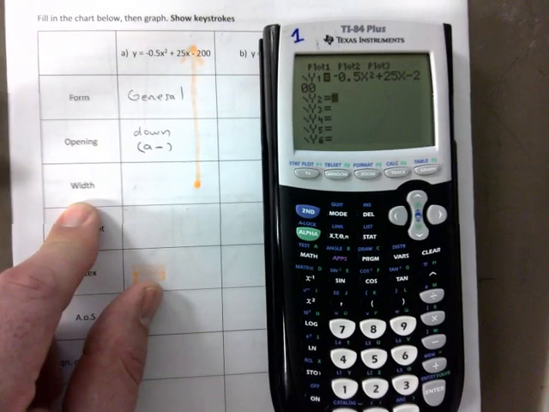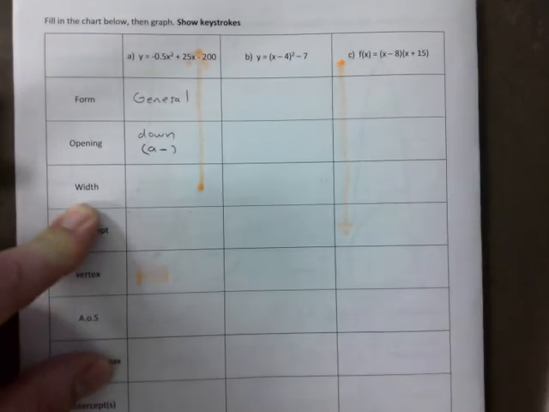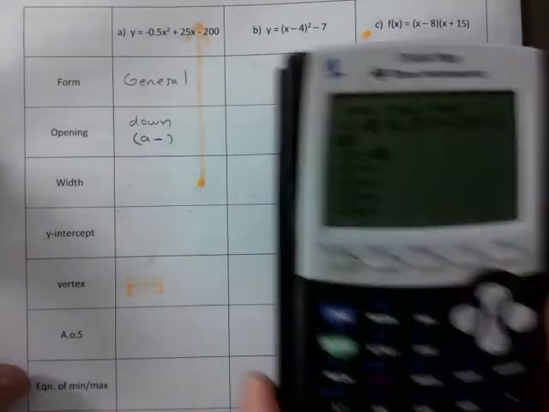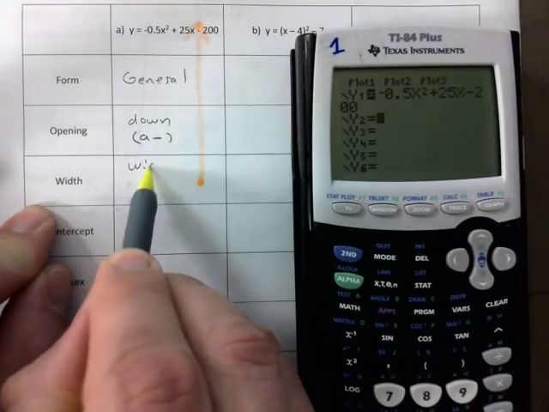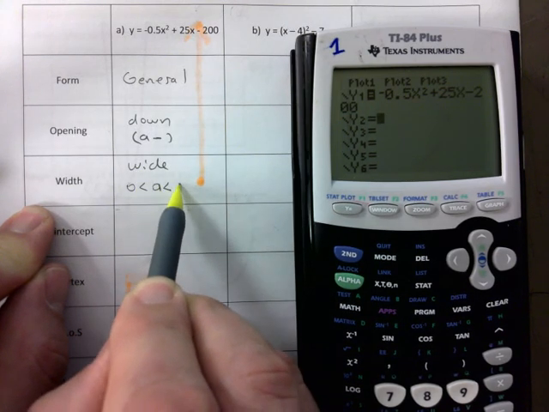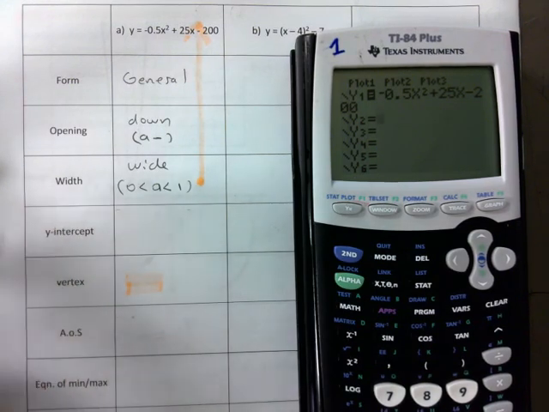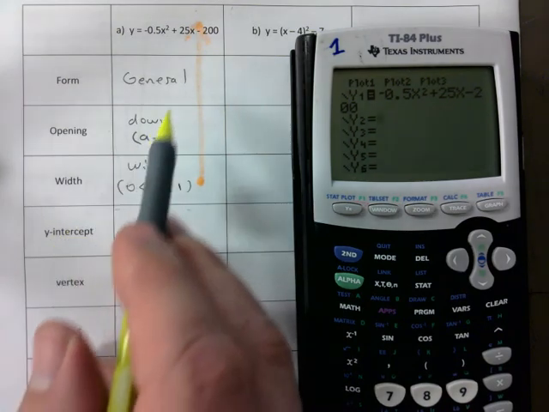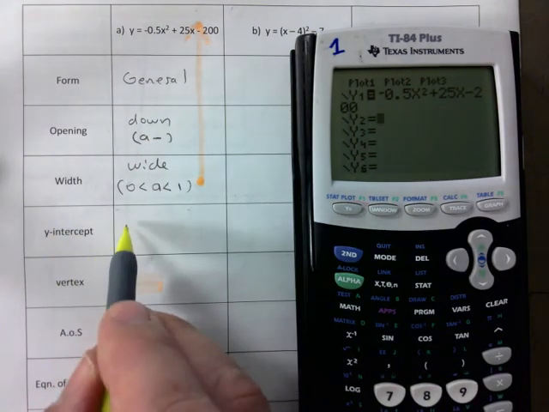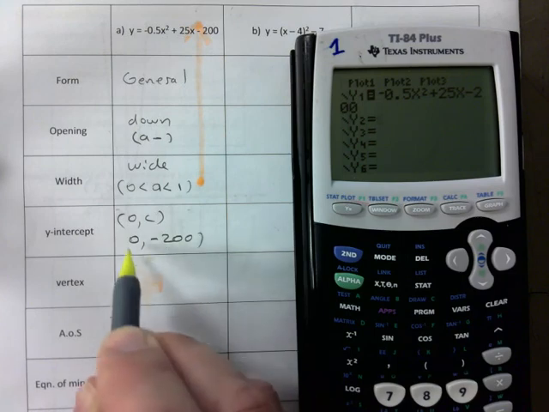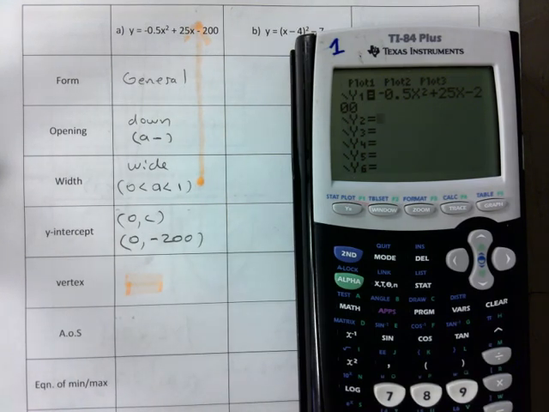Then I'm talking about the width here. The width is wide, and that's because A is between 0 and 1, right, 0.5, just a value. The y-intercept, can I just get it off of the equation? I certainly can. It's 0, c, so it's (0, -200). Haven't touched my calculator yet to get anything out of it.